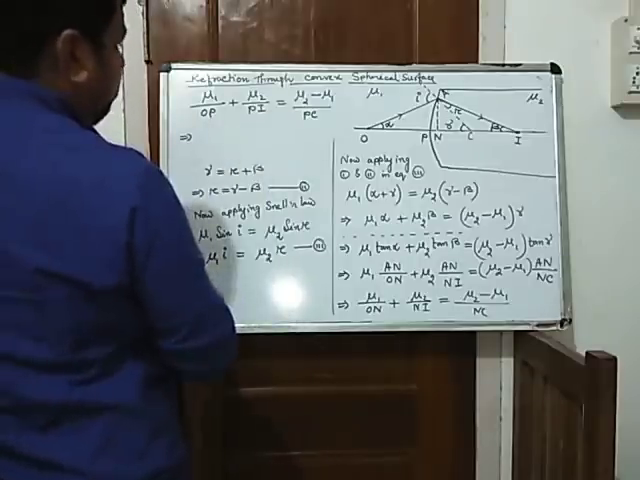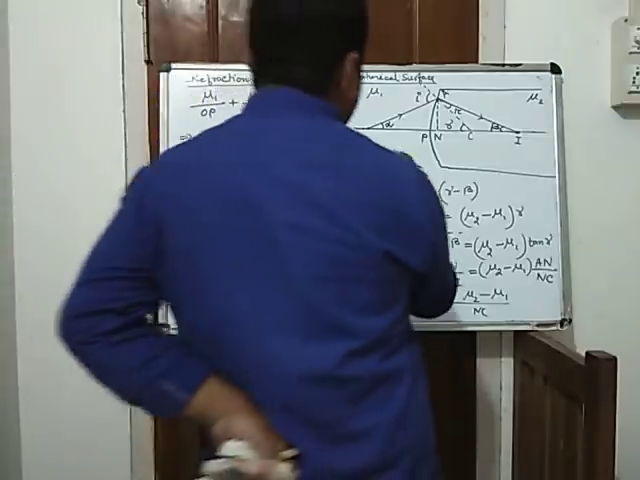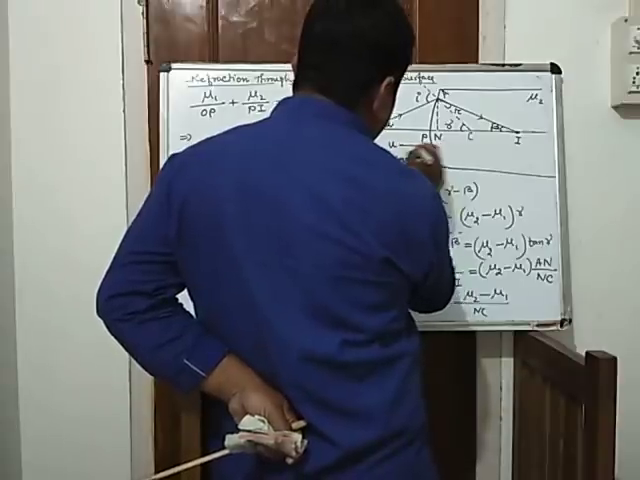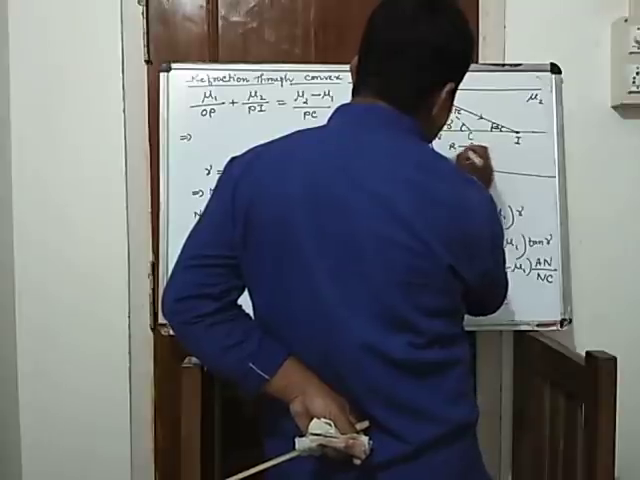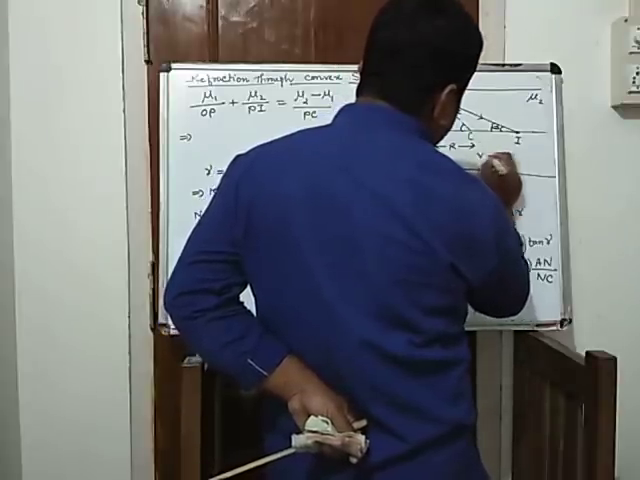Now apply the sign convention. This is u, this is R, and this is v.